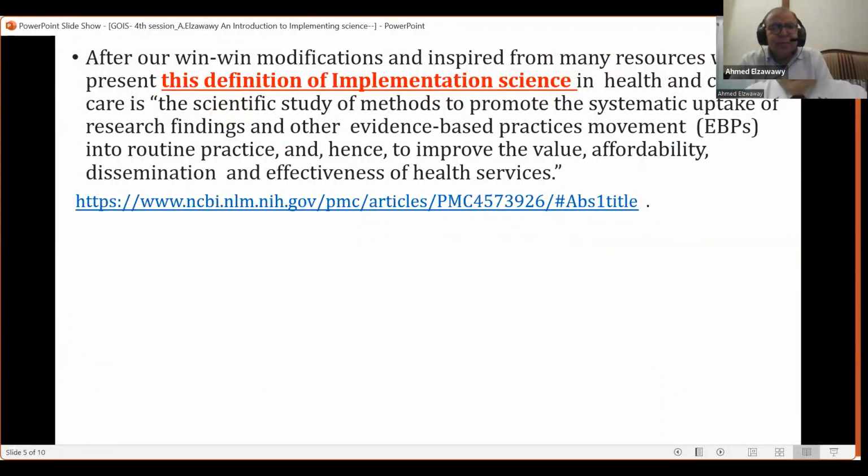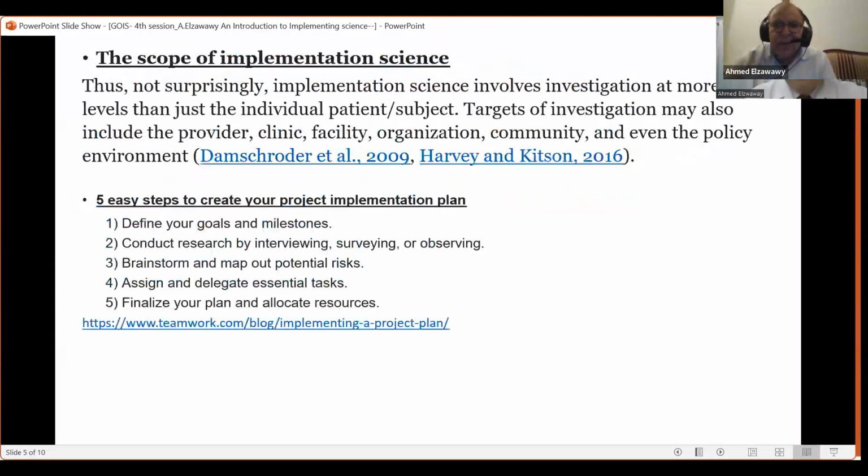After our WIN WIN modification and inspired from many resources, we present this definition of implementation science in health and cancer care. It is the scientific study of methods to promote the systematic uptake of research findings and other evidence-based practice into routine practice, and hence to improve the value, affordability, dissemination, and effectiveness of health services. Here is a reference for some of this definition.